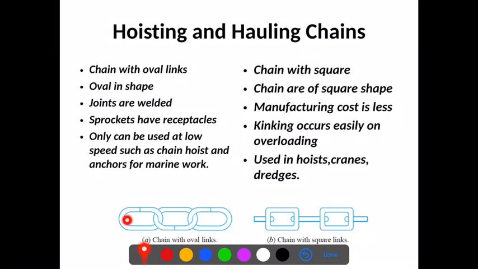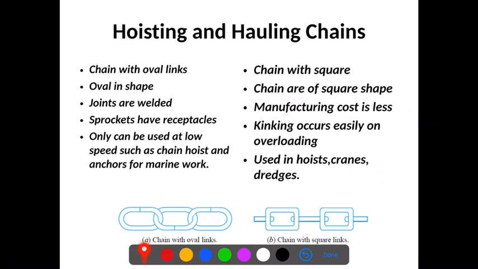Obviously where there are very low speed applications, this can be used, such as a hand hoist, if you may have seen. There this type of chain is used. Then there is another type of hoisting chain, called a chain with square shape. Here you can see the links are square in shape.